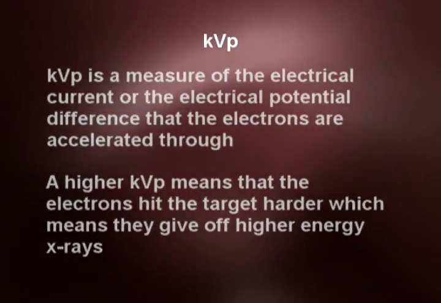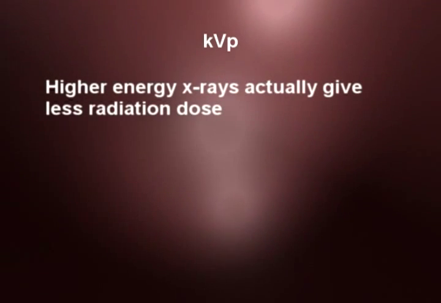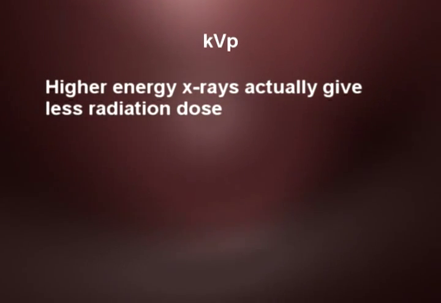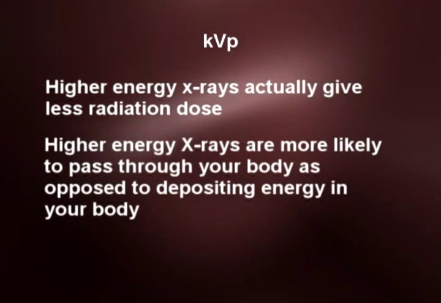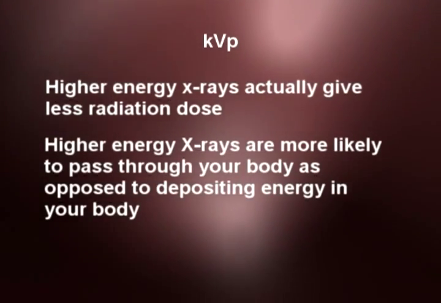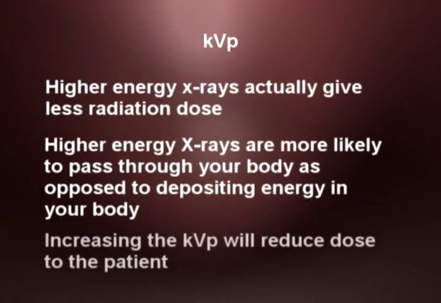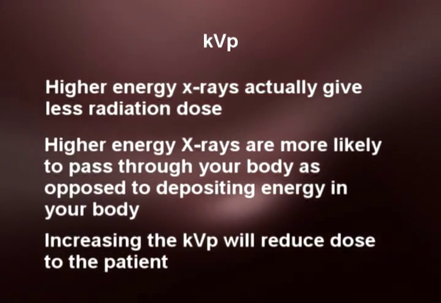This may sound counterintuitive, but higher energy X-rays actually give less radiation dose because they're more likely to pass through your body as opposed to depositing energy in your body. So if you want to reduce your radiation dose somewhat, you can actually increase the kVp and your dose will go down. Filtration is something else that we do.